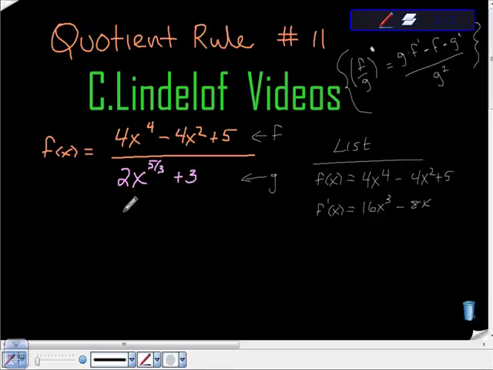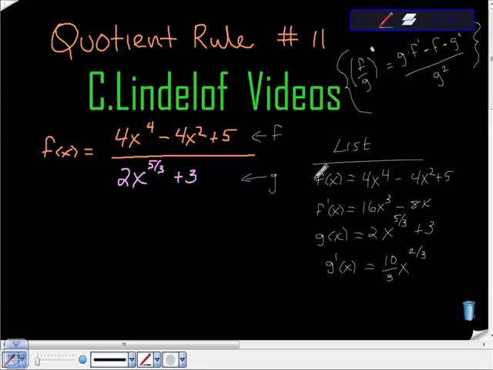Now I need the bottom function, and the bottom function is 2x to the 5/3 power plus 3. And I'm also going to need its derivative, because if you see, I'm going to use its derivative over here when I plug this all in. So I need that derivative, and the derivative is this. So I get 5/3 times 2 is 10/3, isn't it? 10/3 x, and then 5/3 minus 1 is the same as 5/3 minus 3/3, otherwise known as 2/3.